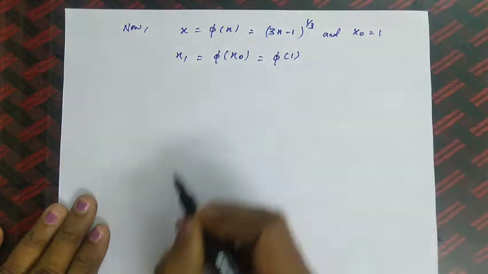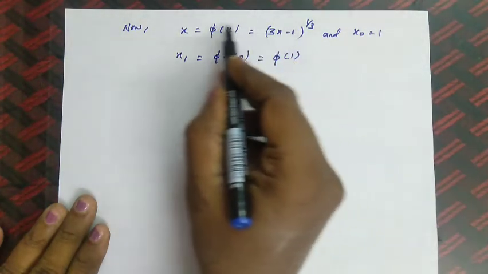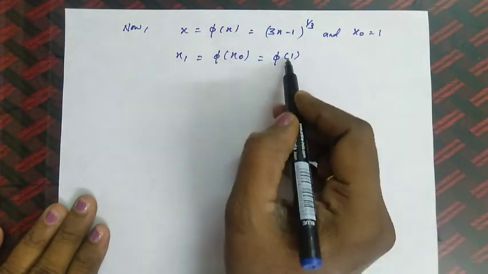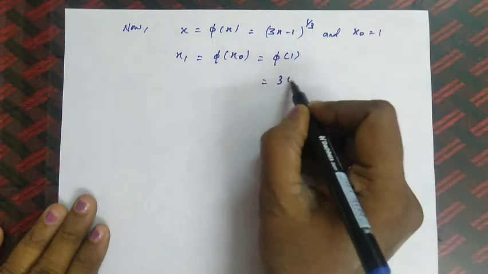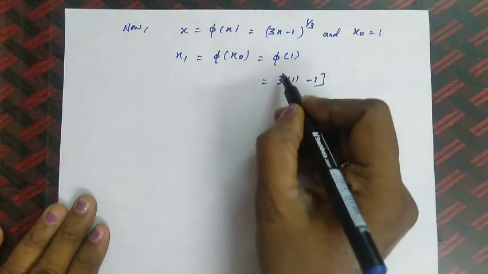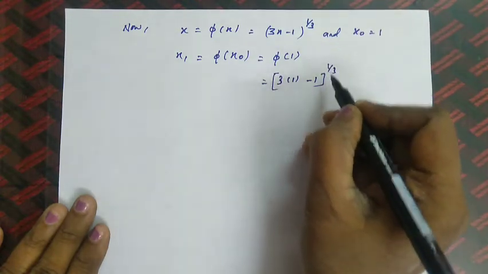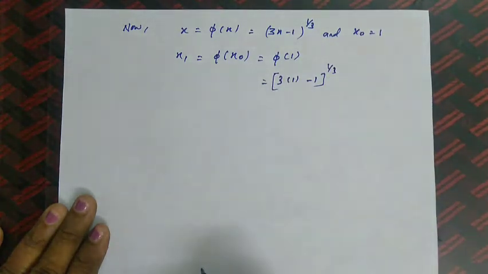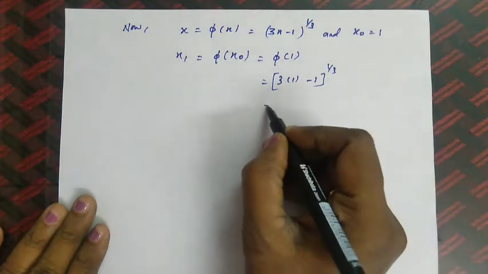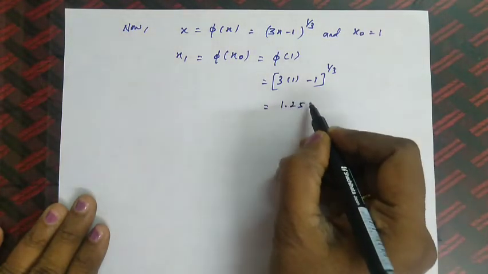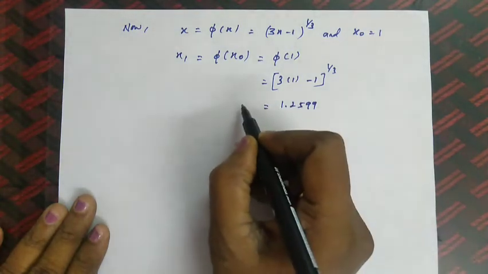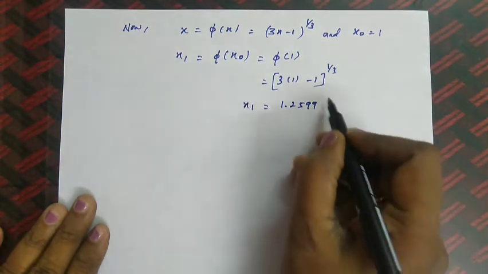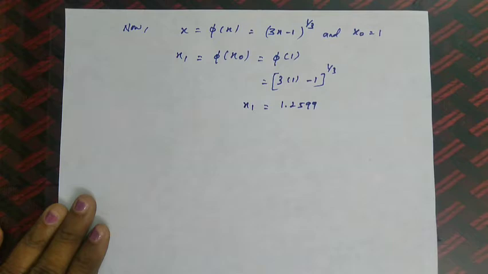So, phi of x naught is phi of 1. We have to replace x with 1, which is equal to (3 into 1 minus 1) whole power 1 by 3. Use the calculator: (3 minus 1) is 2, power 1 by 3, which is equal to 1.2599. Using calculator you can get the value of phi of x naught. So, our x1, this is our first approximation.